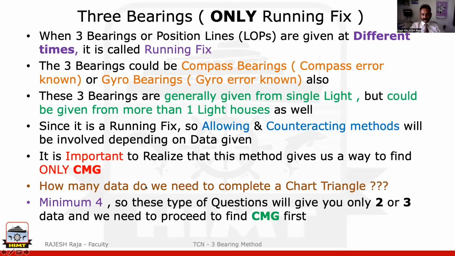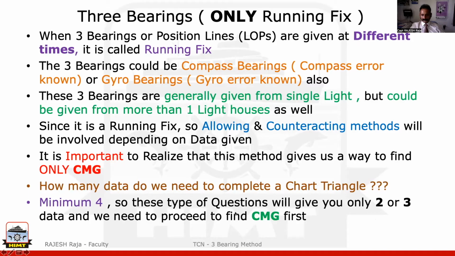In these types of questions where I'm talking about the 3-bearing method, you will see that 4 data will not be given, and that is the reason I'm going for the 3-bearing method. In your questions, you might get 2 or 3 data given to you. What are those data? I'll show you in a couple of slides. The upcoming slides will show you those numbers and what the data are.